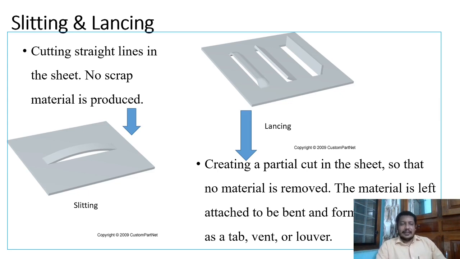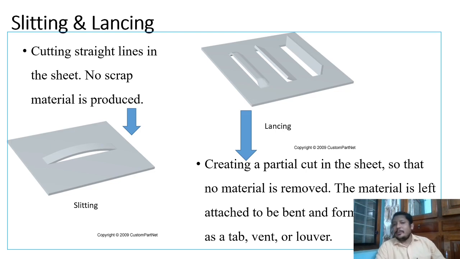In the slitting operation, as shown over here, straight lines in the sheet are cut, and no scrap is produced. That is, you are providing some air passage to specific areas of the product, but you want to minimize the entry of air into it. So these are some kinds of formations.